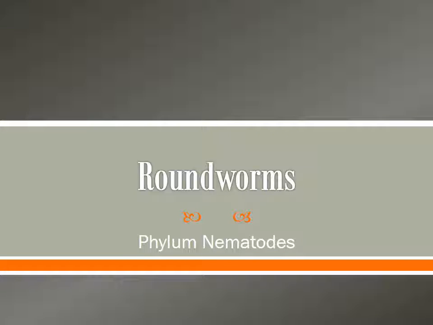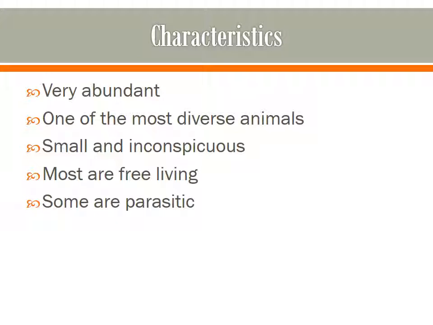The second phyla of worms we're going to cover are nematodes. These are the roundworms. Roundworms are very abundant. They're one of the most diverse animals that are found on the planet. Most are very small and inconspicuous, and most of them are free living. However, there are some parasitic roundworms.